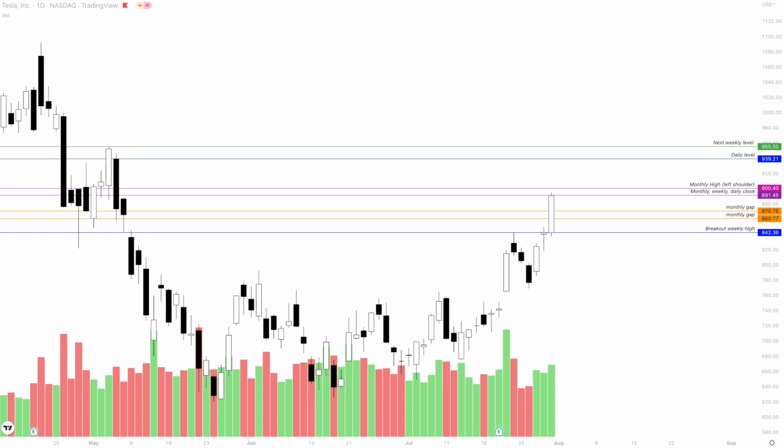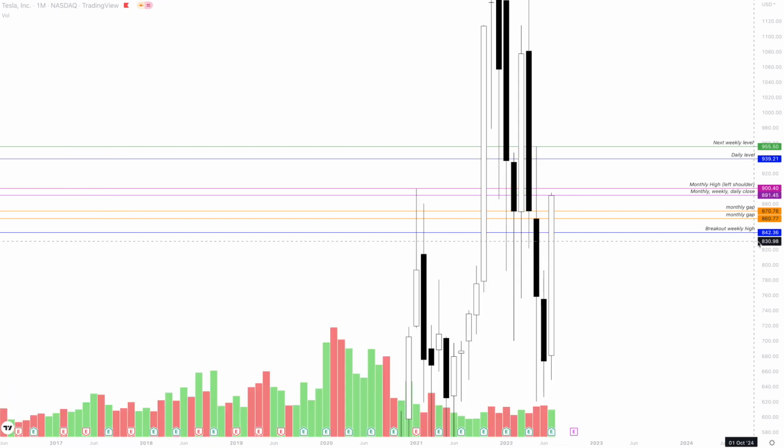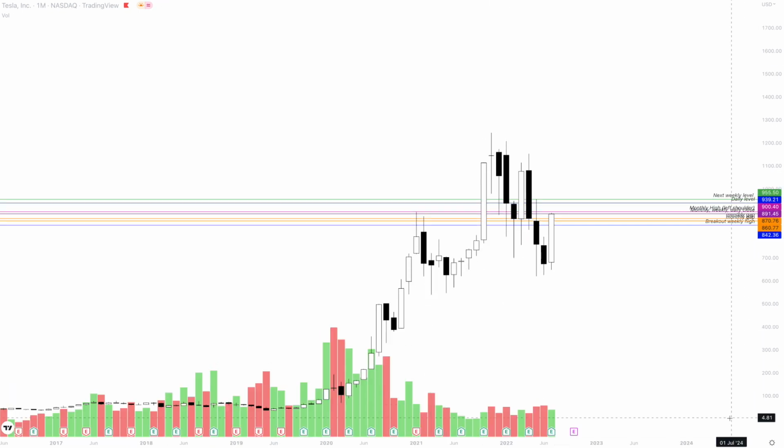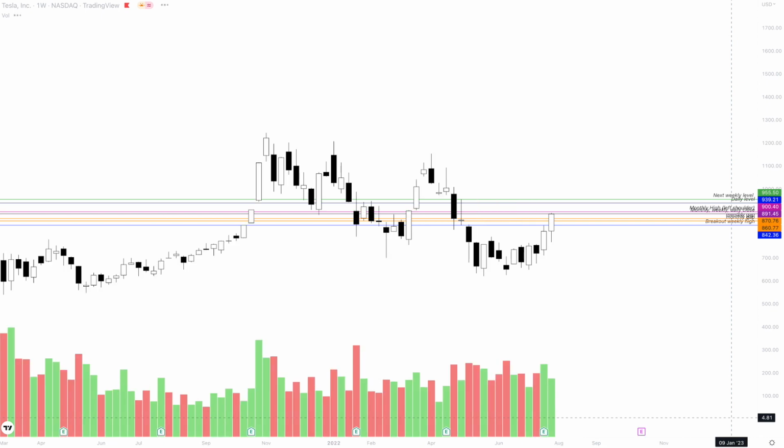So last but not least, we are looking at Tesla. Tesla's just been an absolutely insane mover. Take a look at the monthly chart. Huge bullish monthly candle, but the volume is still super low. So you just got to think, is this move sustainable? I think not, but we can only wait and see.